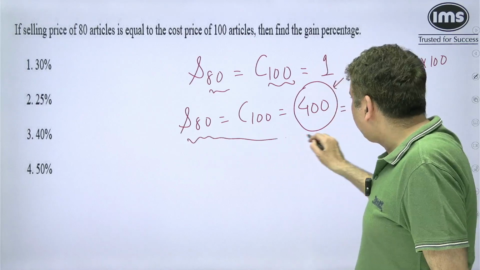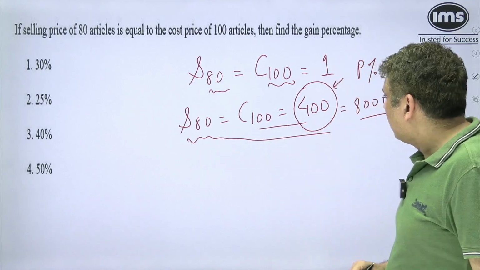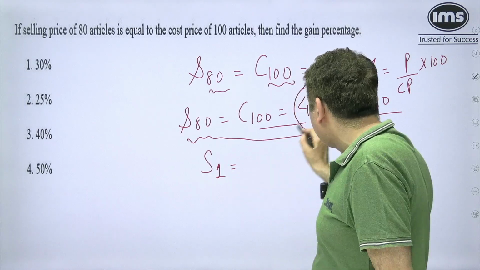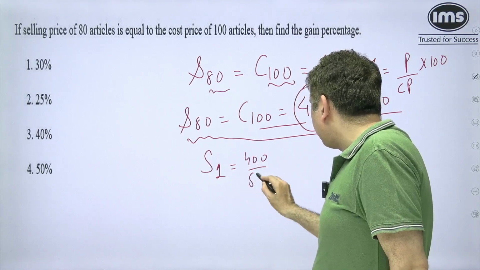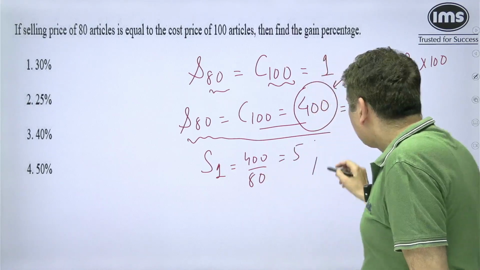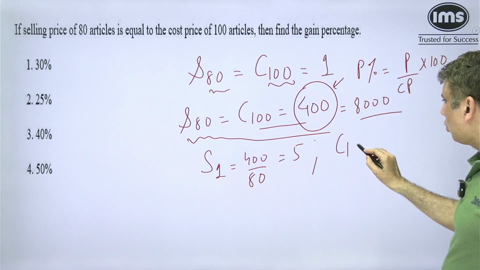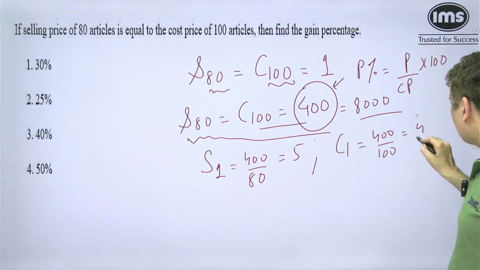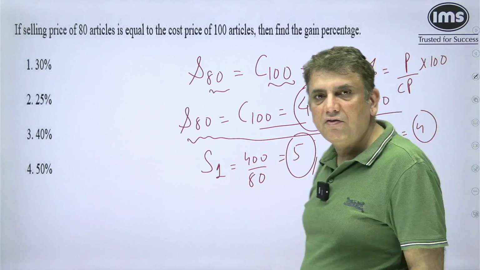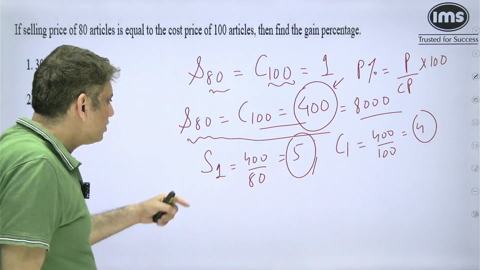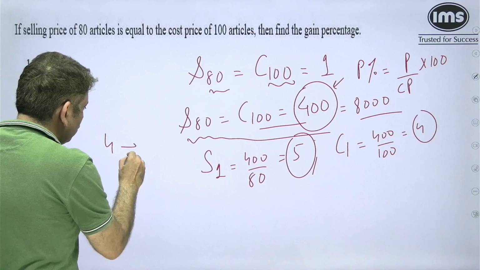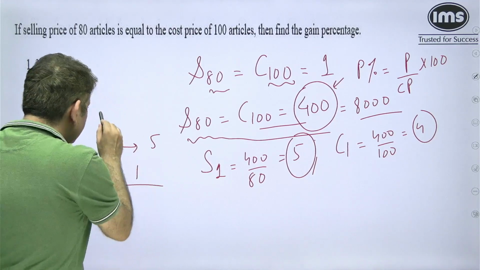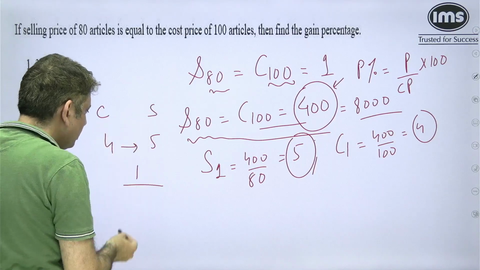So selling price of 80 is 400, cost price of 100 is 400. So selling price of 80 is 400, selling price of 1 will be 400 by 80, which is 5. Cost price of 100 is 400, so cost price of 1 will be 400 by 100, which is 4. Now this becomes very easy. So cost price of 1 is 4, selling price of 1 is 5. So you have bought something at 4, sold that thing at 5, the profit is 1, and this is CP and this is SP. Profit is 1.